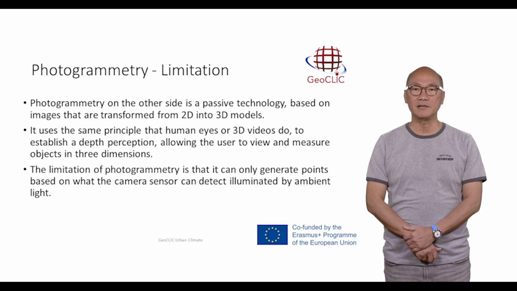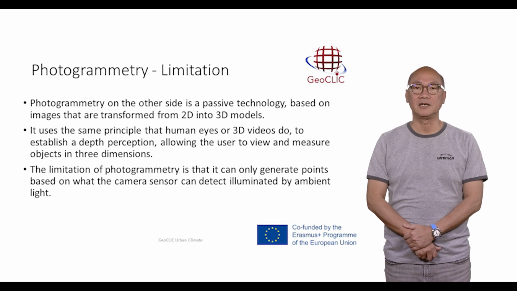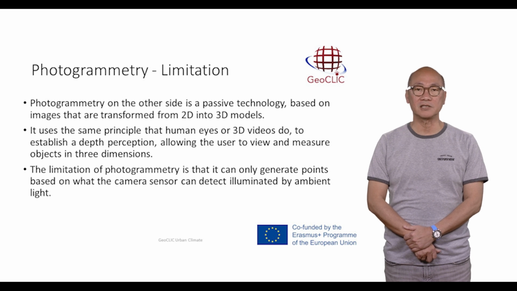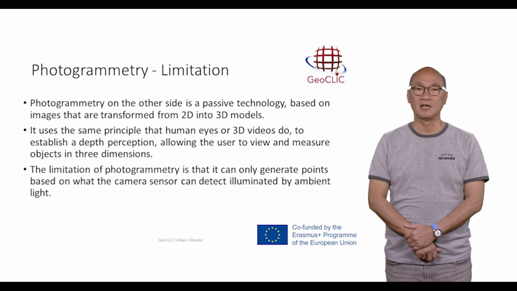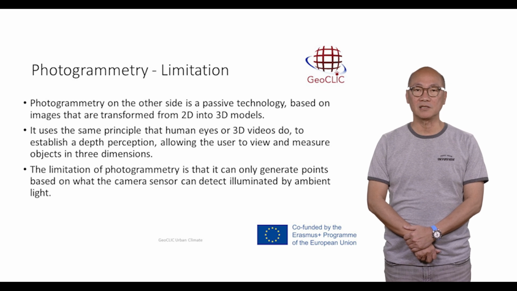Photogrammetry uses the same principle that human eyes or 3D videos use to establish a depth perception. It allows the user to view and measure objects in 3 dimensions. About their limitations, it is a passive technology. Therefore, it needs a light source and illumination to detect objects. In comparison, a LiDAR sensor with laser pulse can detect objects without light.